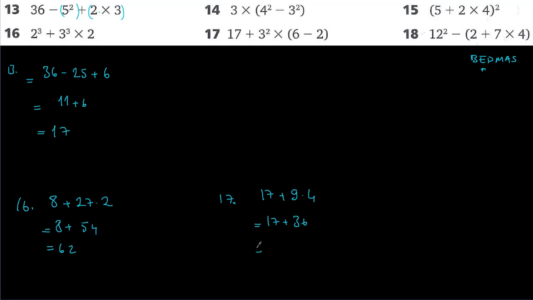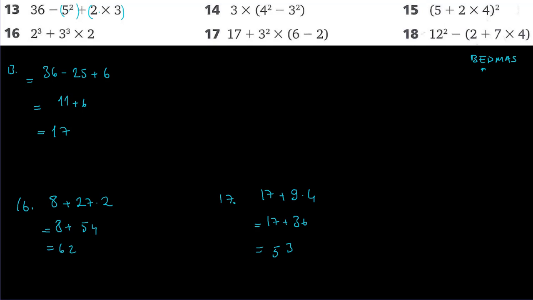So 17 plus 36: 7 plus 6 is 13, write 3 and carry 1. 1 plus 3 is equal to 4. So it's going to be equal to 53. So the answer is 53.